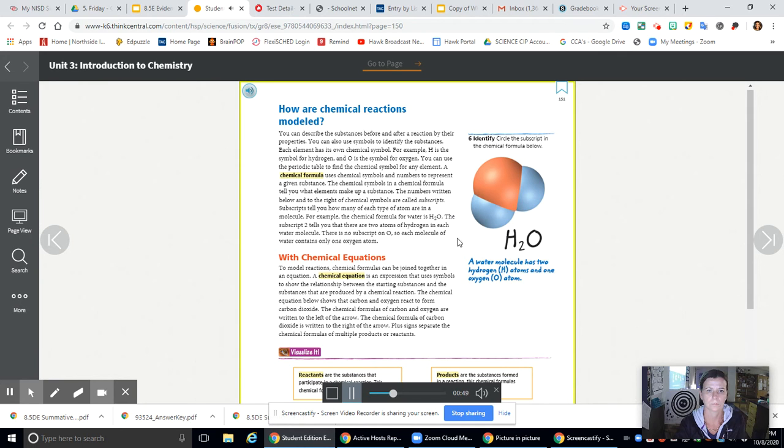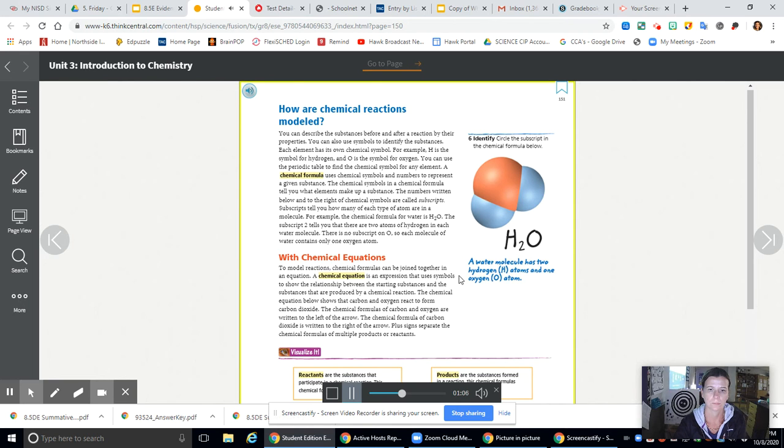For example, the chemical formula for water is H2O. The subscript 2 tells you that there are 2 atoms of hydrogen in each water molecule. There is no subscript on O, so each molecule of water contains only 1 oxygen atom.